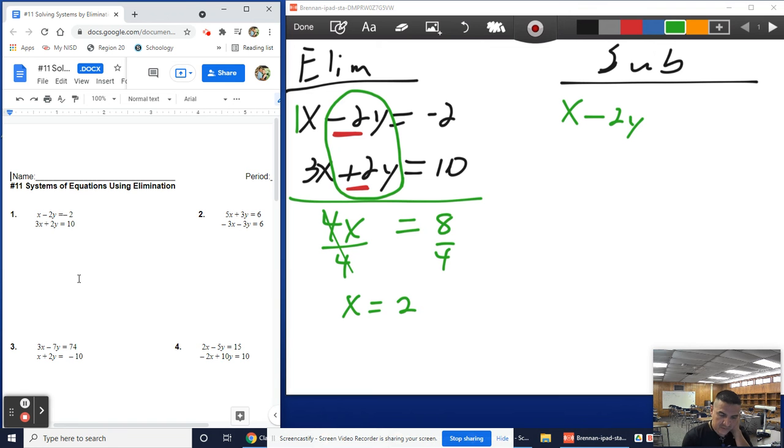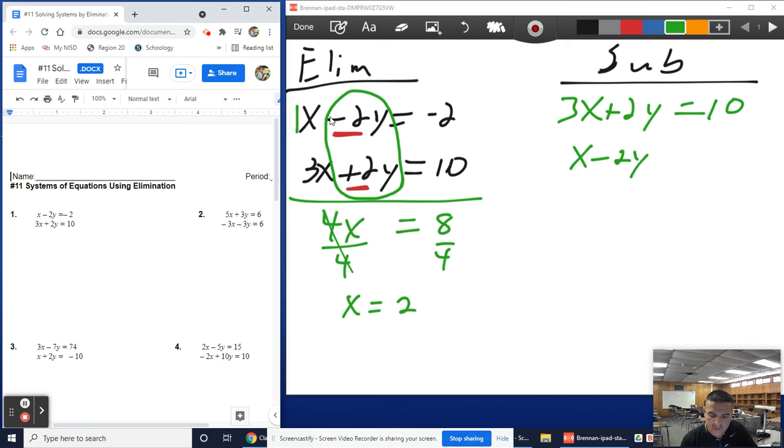Let's do this a different way. Let's do 3x plus 2y equals 10. I'm going to put this one on top. If I was trying to solve one of these two equations for one variable, which is what we did on substitution, I would solve for this x because it has a coefficient of 1 already. It's positive and it's 1. So this is what we want, right?